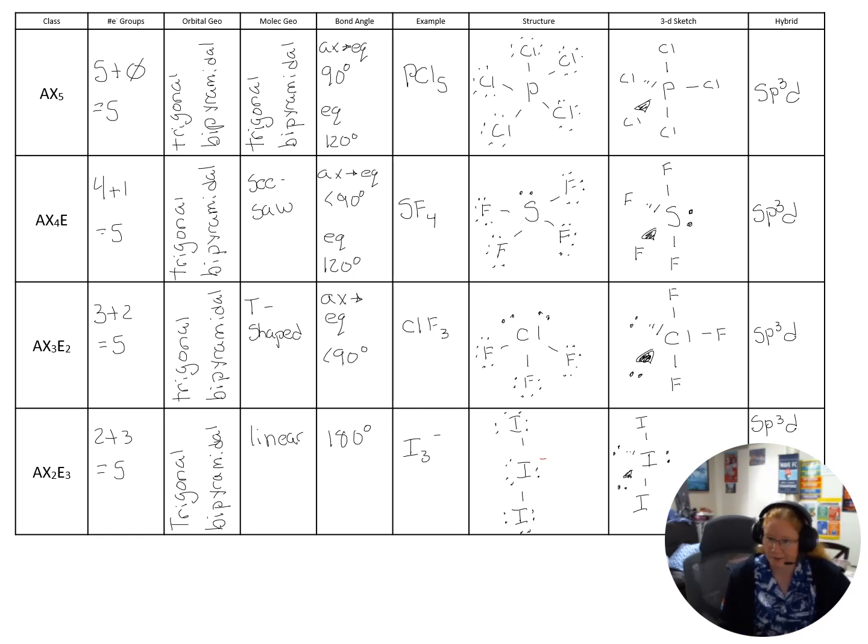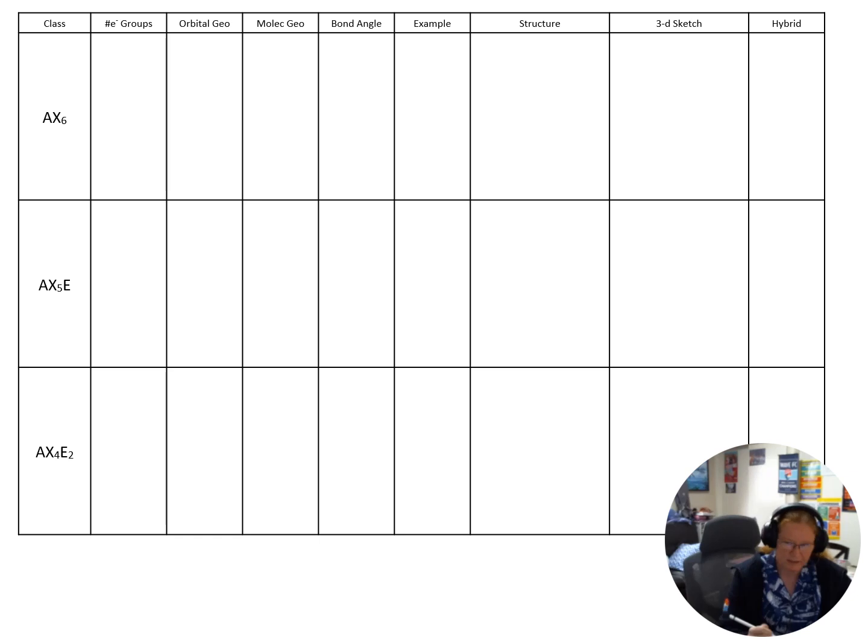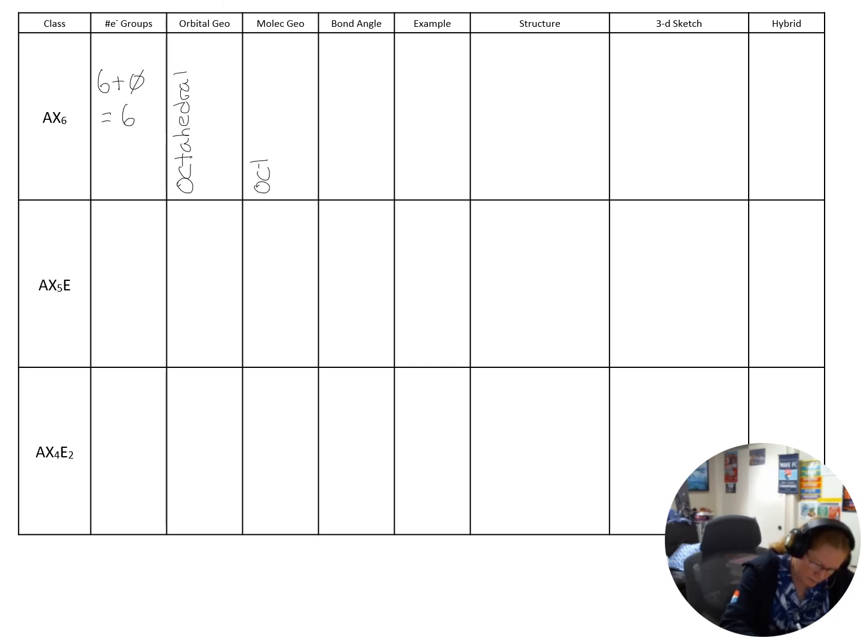Okay, all right, we have one more summary page, and that is our 6 electron group summary. Okay, so 6 plus 0 gives us 6. So this is our orbital geometry that is octahedral. Everything's bonding, so our molecular geometry is also octahedral. Okay, our bond angles here are 90 degrees. Okay, and we'll do sulfur hexafluoride as an example.